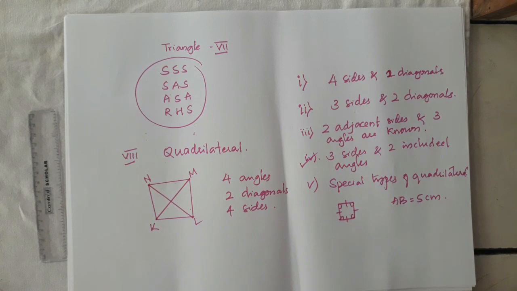We shall take up questions from the exercise and try constructing the quadrilateral. In the next session, we will be taking exercise 4.1, where we construct a quadrilateral when 4 sides and 1 diagonal are given.